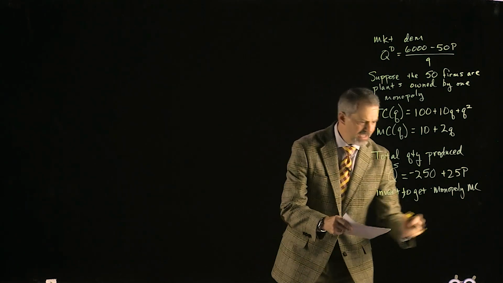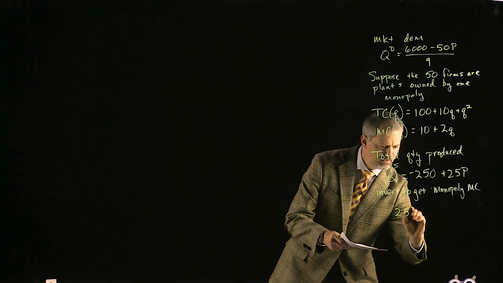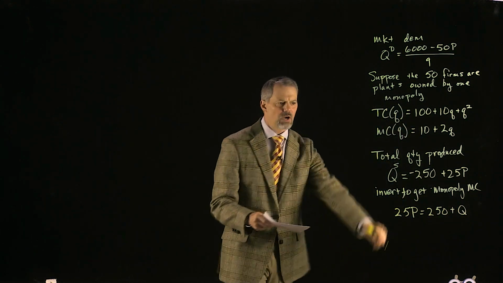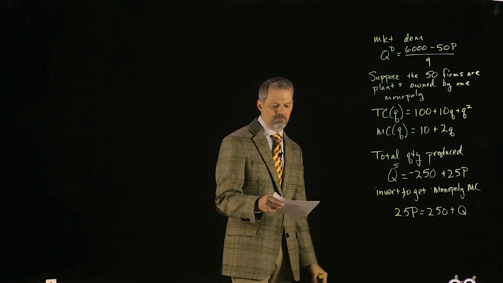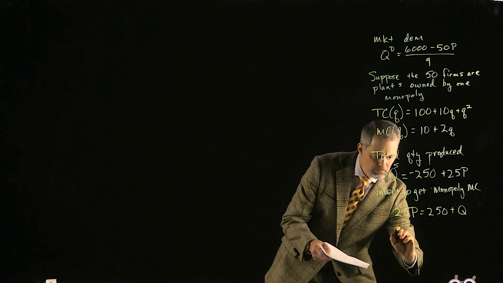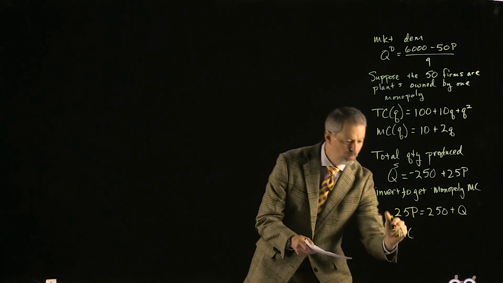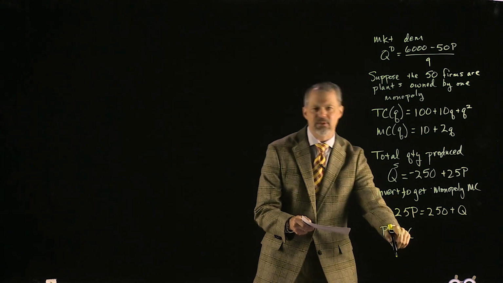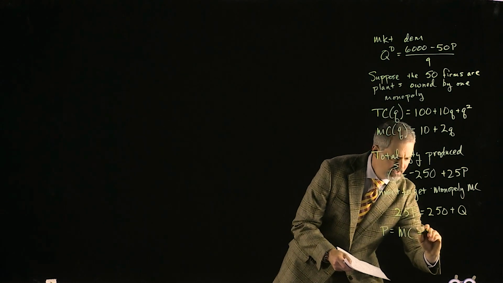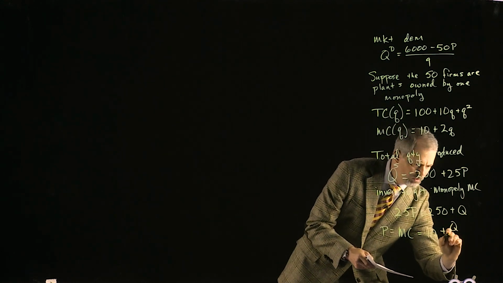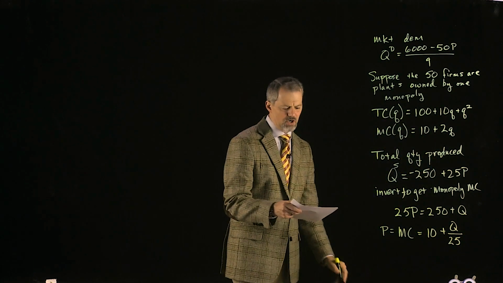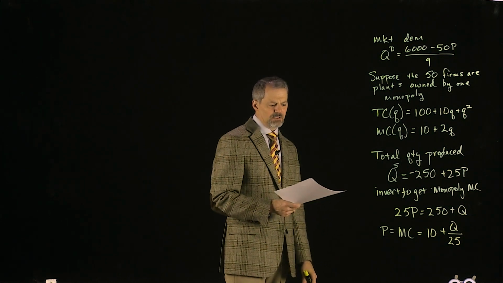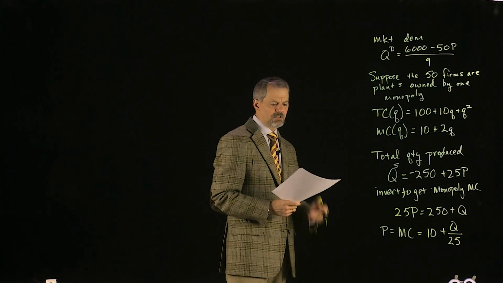So if I invert that, I get 25P equals 250 plus Q. I'm going to drop that S because we're not going to call this the supply curve. That means that marginal cost, which is P, I'm solving for P. I'm going to divide through by 25 here. That's going to leave me P, but it's going to be my marginal cost. That's going to be 10 plus Q over 25. There's my marginal cost curve for the monopoly.